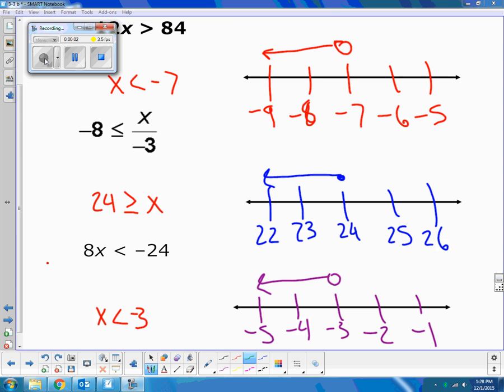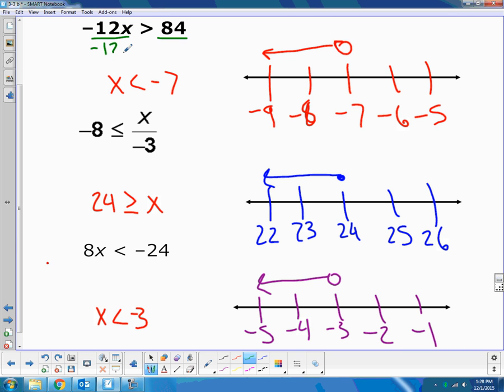If you're watching this, you got one or more of the problems wrong, and you want to see how to do it correctly. The first one, it's negative 12 times x, so we divide by negative 12. But if I'm dividing by a negative, I got to flip that symbol around. And 84 divided by negative 12 is negative 7. But instead of x greater than negative 7, it should be x less than negative 7. If you tested that, negative 10 is less than negative 7.